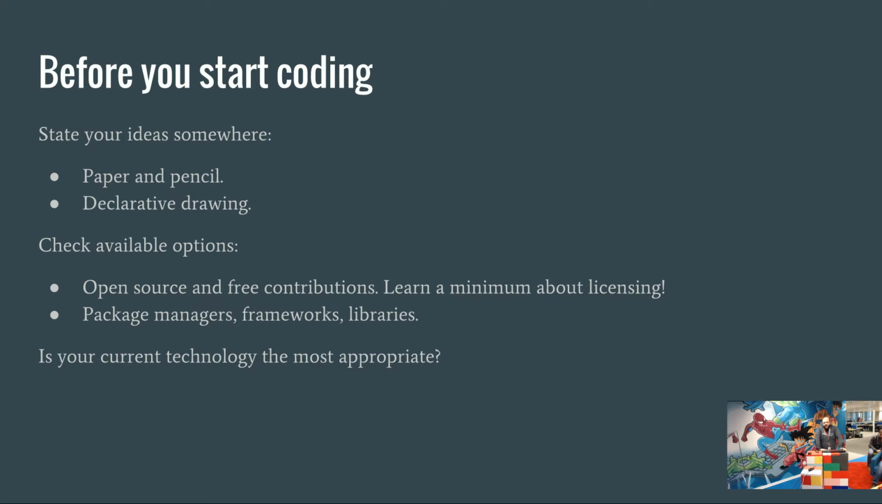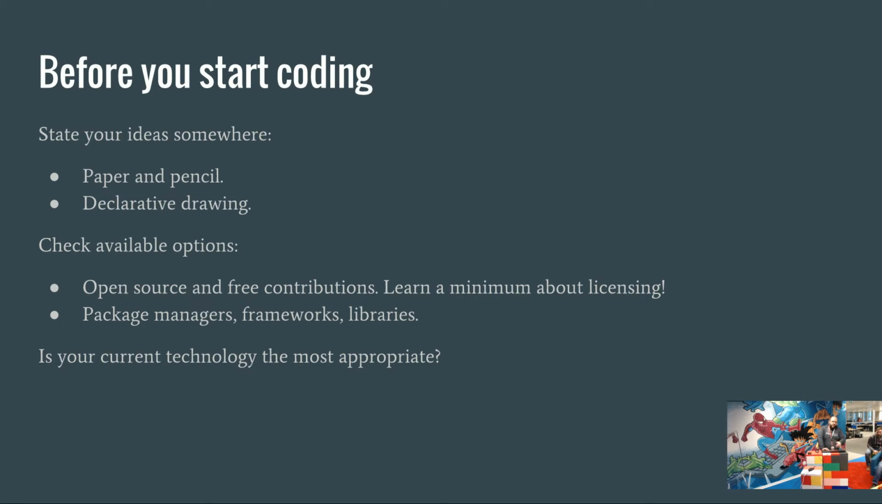Then we also have package managers, we have frameworks, we have libraries. We also have third-party vendors for getting stuff we may need in a faster way. And then as a last step, we also have to ask ourselves if our current technology is the most appropriate choice. For example, if we go with some project where we need serious parallelism for processing, maybe we are making a wrong choice. We should go with some functional programming language or some other type of environment.